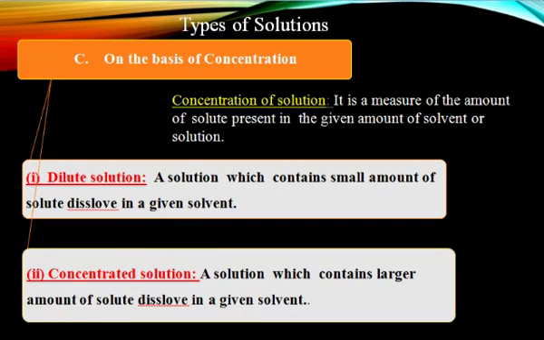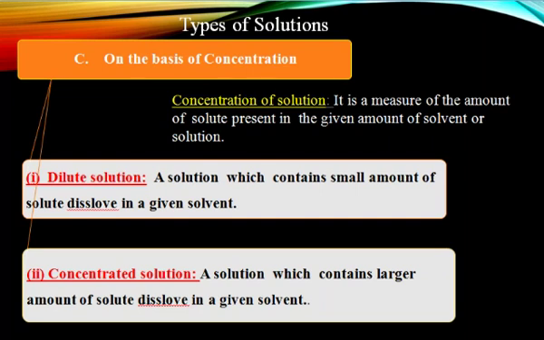The third type of solution is on the basis of concentration. So in chemistry, what is concentration? We can define concentration of a solution as a measure of the amount of solute present in a given amount of solvent or solution. So basically it tells us how much solute is present in the given amount of solvent or solution.